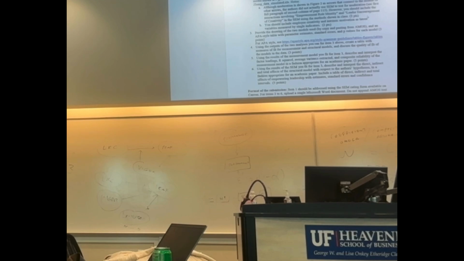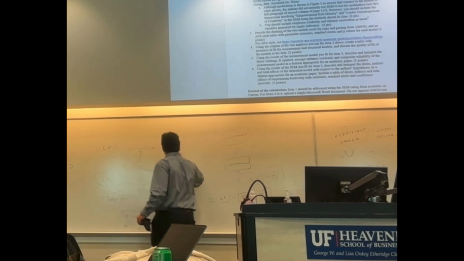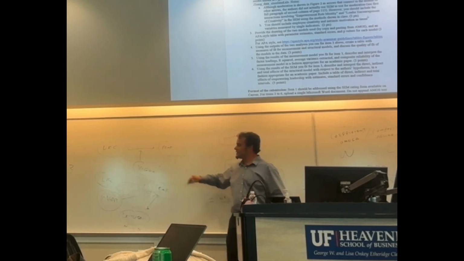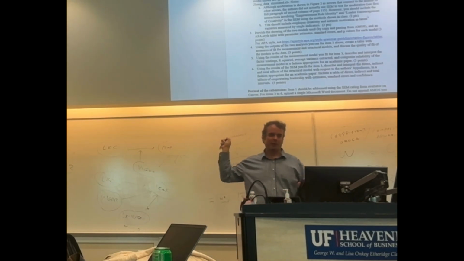Why is performance in this case in a circle and not in a square? Because I'm assuming I have indicators here. I'm simplifying because we're in a hurry, but it's a latent variable. I'm doing a conceptual model here.